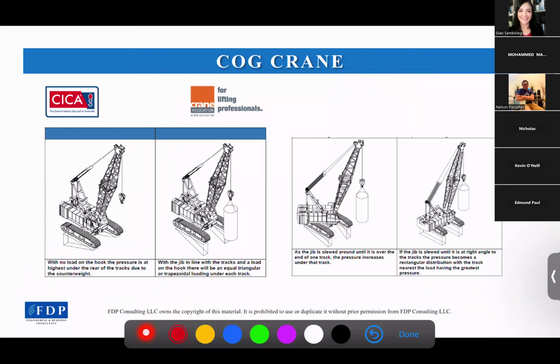So this is the one we talked about yesterday, which shows how the load and slewing at certain angles can impact the ground bearing pressure. As I mentioned yesterday, the COG of the crane is usually in line with the boom direction.